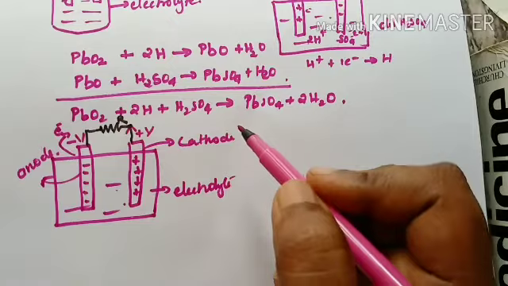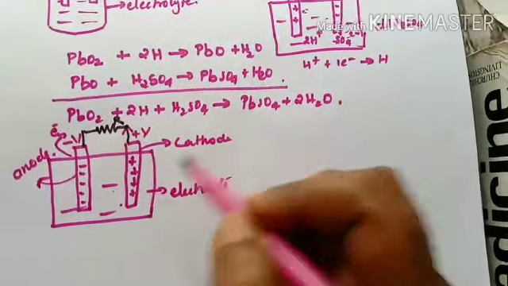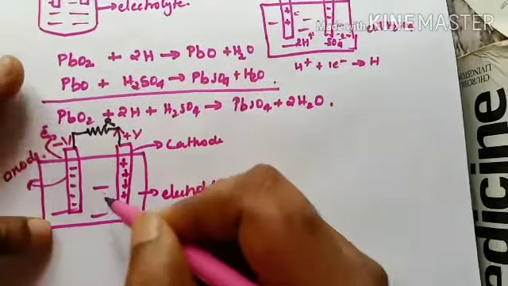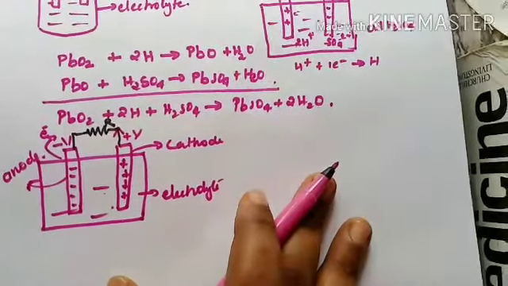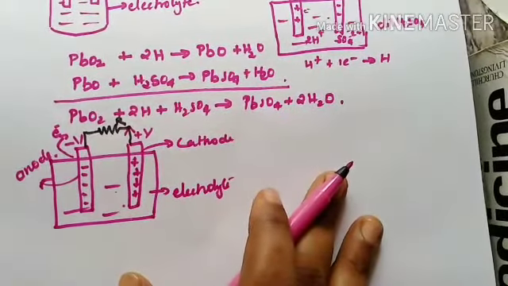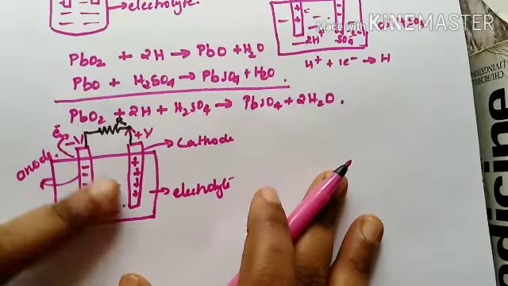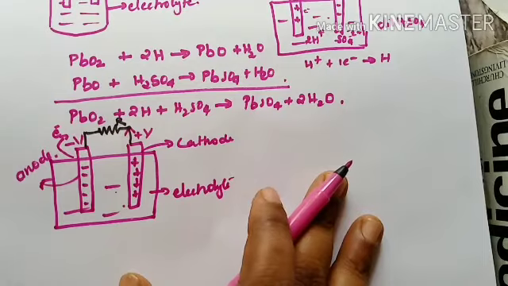Now what happens? The electrons are accumulated in the electrolyte. That's the theory which you can read in the H.C. Verma book. You will see a statement that electrons are accumulated in the electrolyte. So how is it happening? Why are they saying that the electrons are going to be accumulated in the electrolyte?